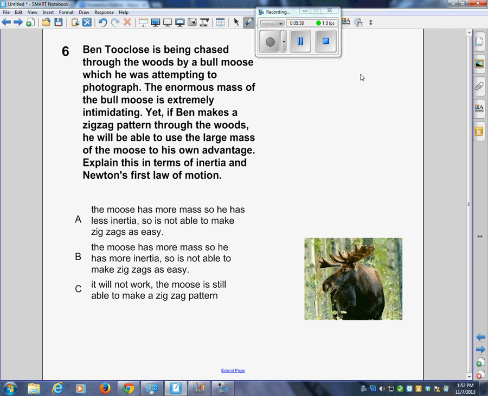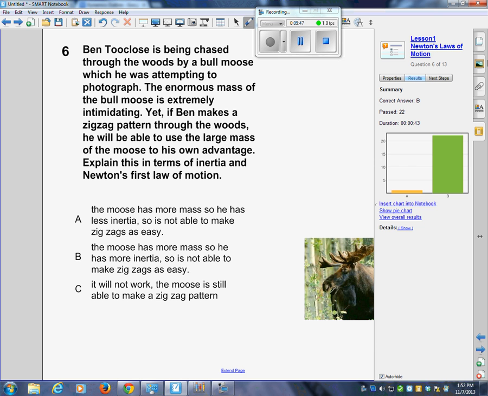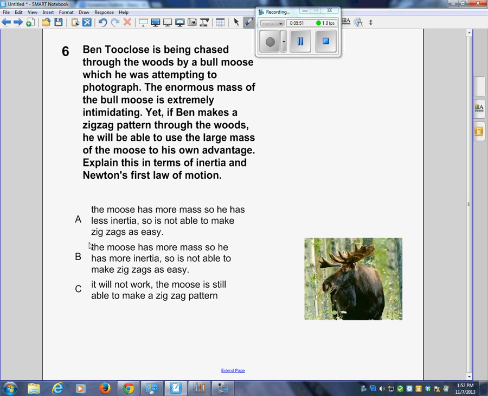Has anybody been chased by a moose before? No? I once came upon a moose on a trail once. I thought I was going to be chased by a moose. Correct answer? B. Very good. The vast majority of you got that correct. The moose does have more mass, so he has more inertia, not able to zigzag.